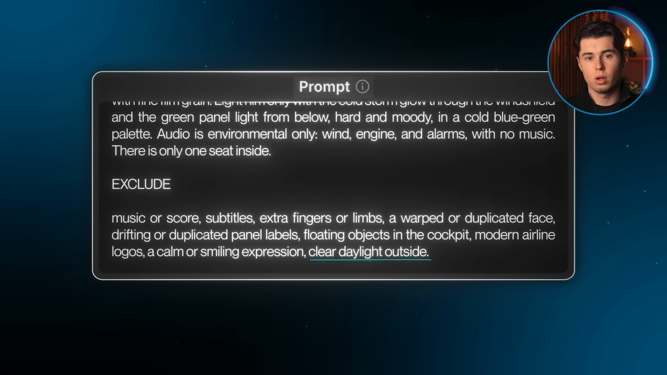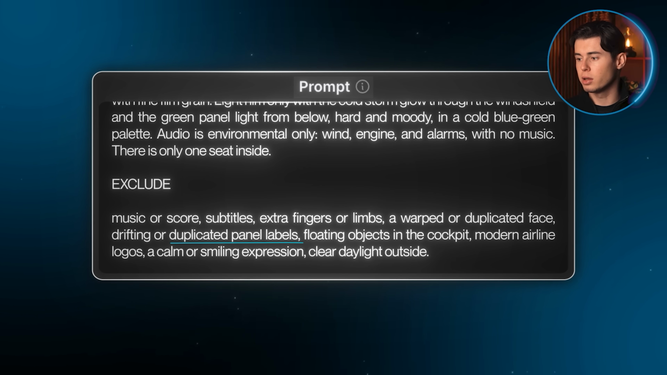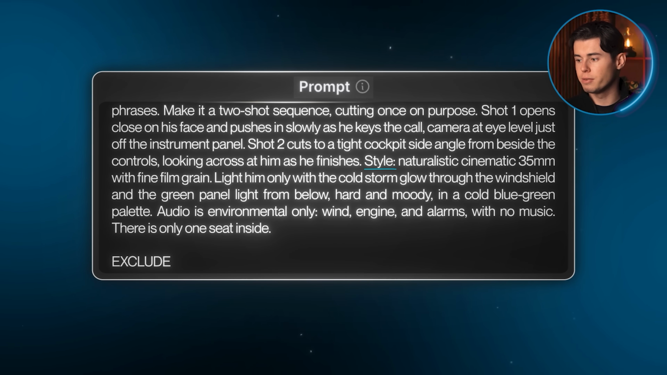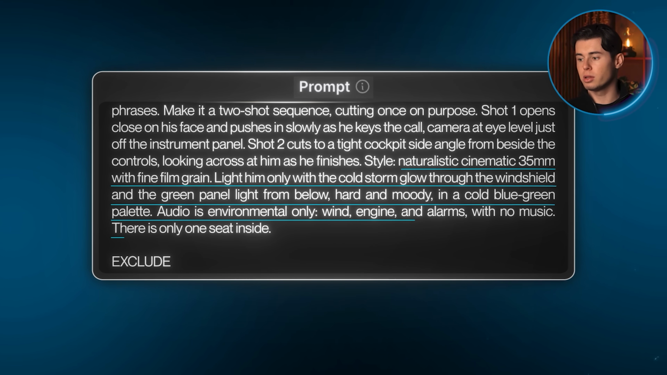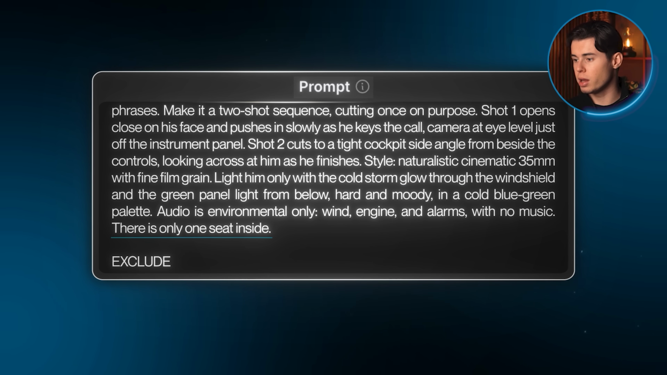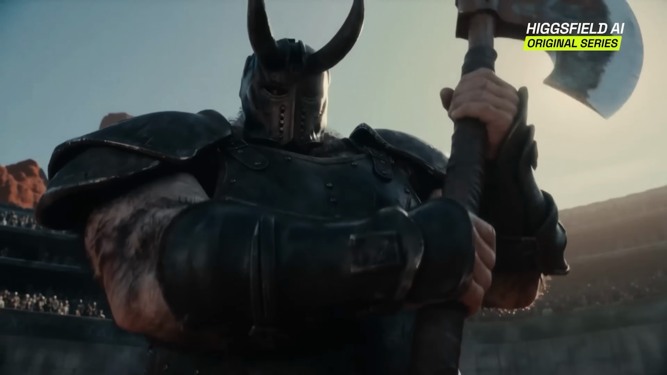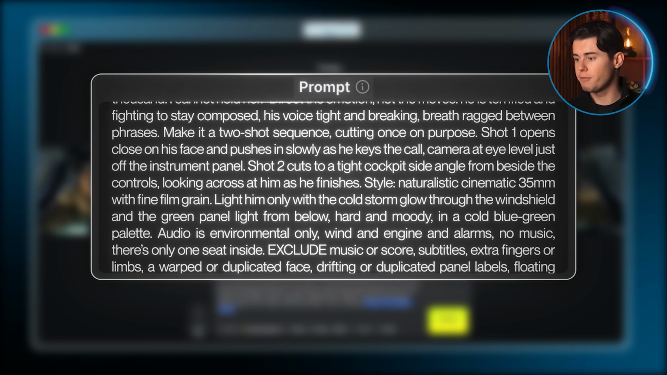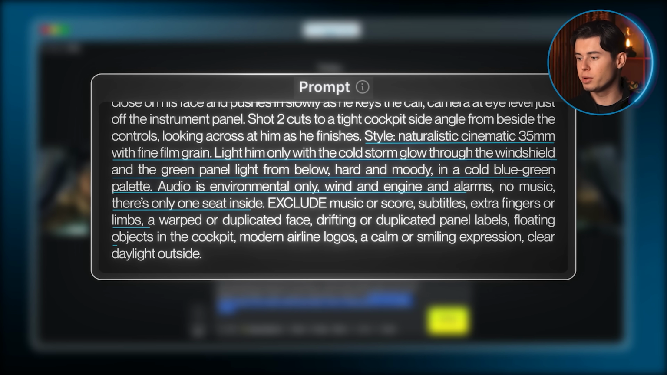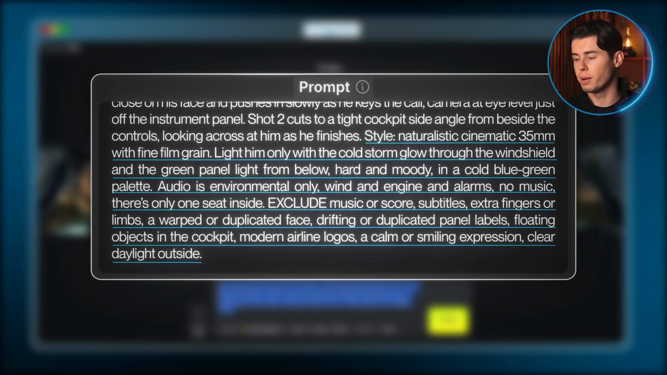For this one, I'll do no music, no daylight outside the windows, and don't duplicate the labels on the instrument panel. Then I add a style prefix, which sets the film look, the lens, the lighting, the color, and most importantly, a hard no music rule for the audio. Now the whole thing should look hyper-realistic, the same way Ettore's pilot did. Then I write out the full prompt, and now every single lever is finally in one prompt. But Ettore still has one final warning before generating.